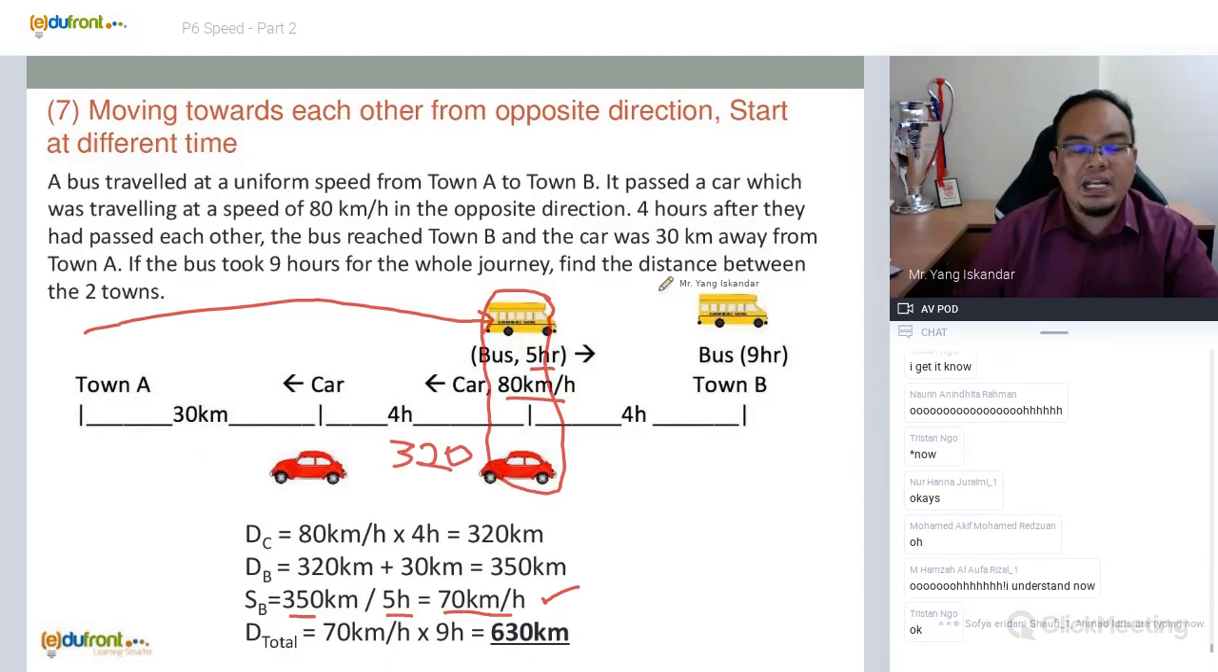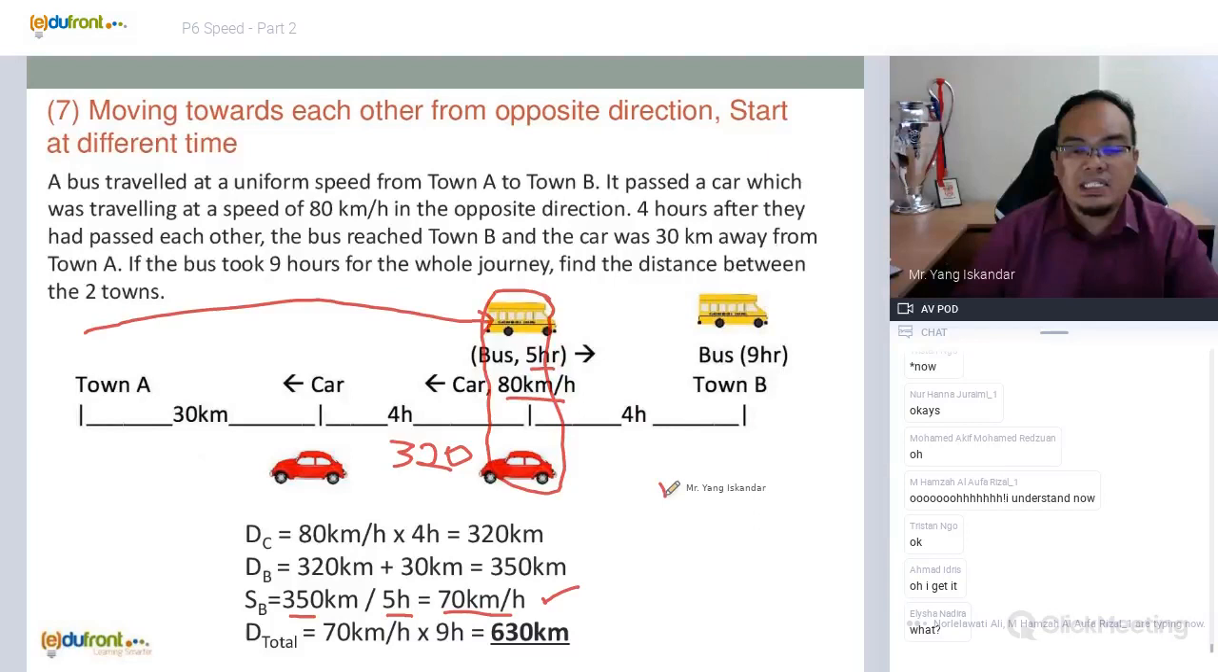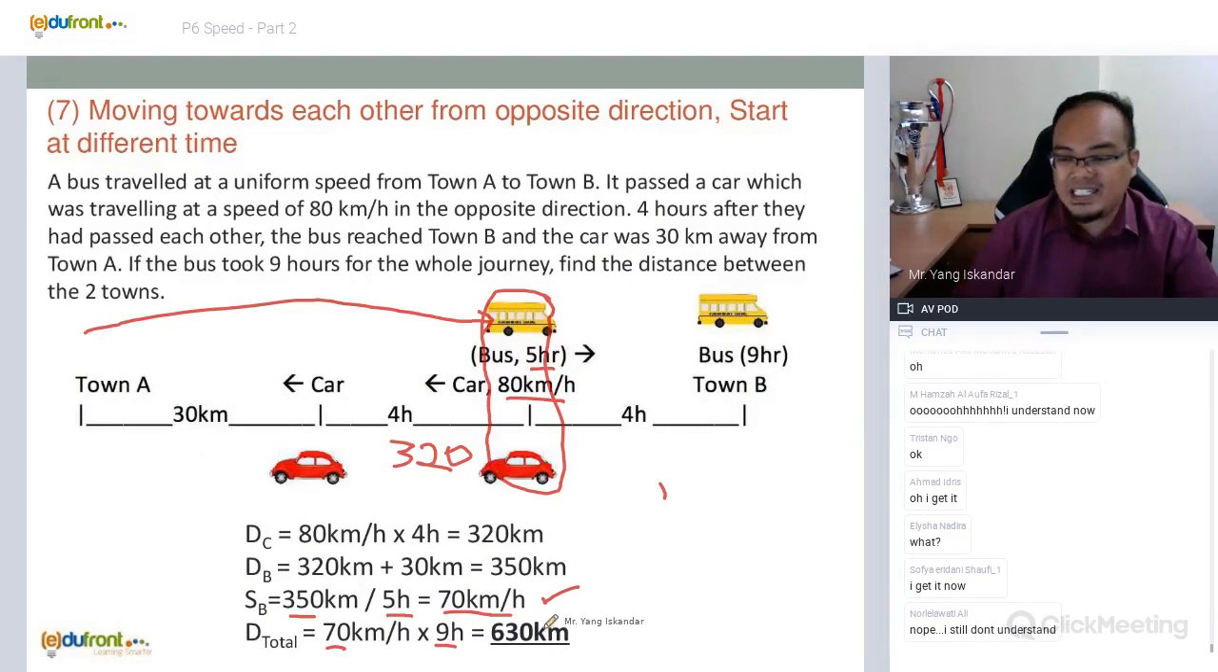Okay, so then the question asks, find the distance between the two towns. Since the bus took 9 hours to travel from town A to town B, and since the speed is 70 kilometers per hour, distance is speed times time. So speed is 70, multiplied by 9 hours, you get 630 kilometers. Okay, easy peasy.